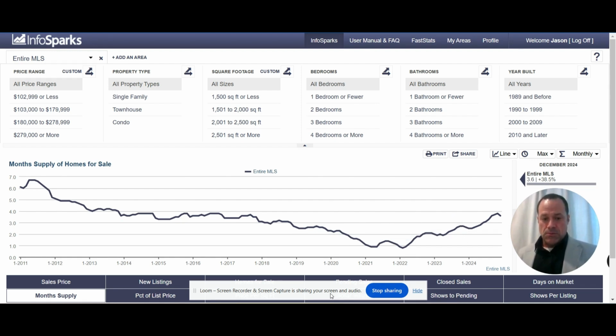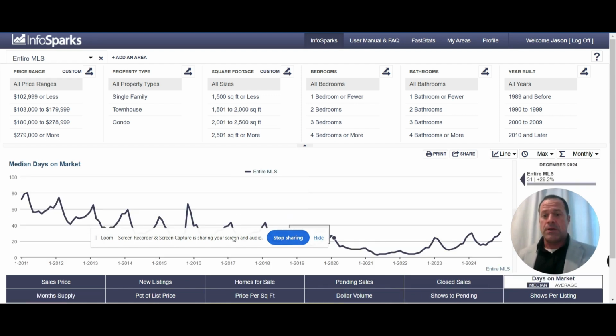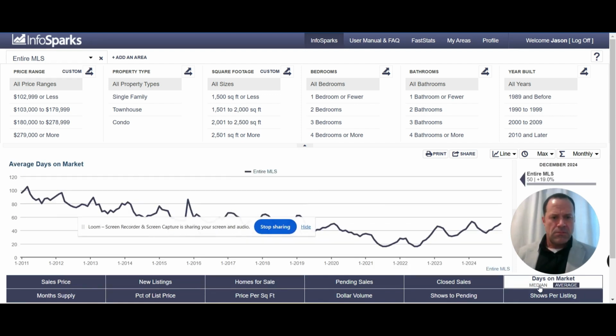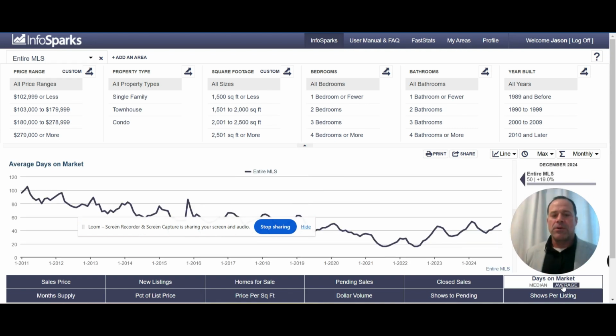One way to look at demand is to look at days on market. Days on market, and you can look at average and you can look at median. I like to look at median because it gets rid of the anomalies. A lot of people like to look at the average because it shows you a pretty chart. So let's show you a pretty chart.